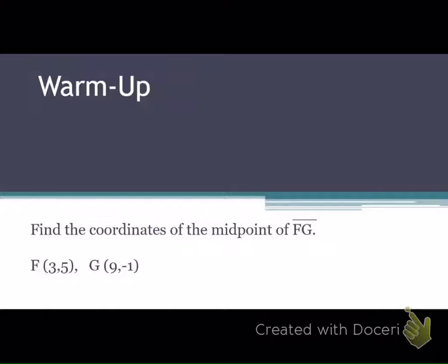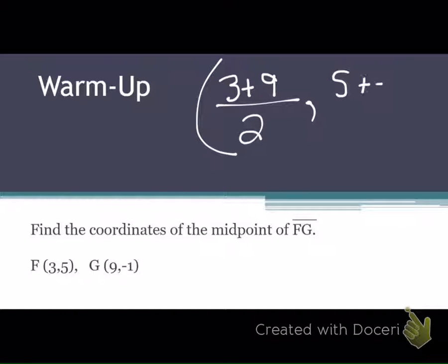Add the x's. What were my two x's? 3 and 9. So 3 plus 9, and divide it by what? 2. Okay. Then what are my y's? 5 and negative 1. Okay, and divide it by 2. So what's 3 plus 9? 12. So that's 12 divided by 2.